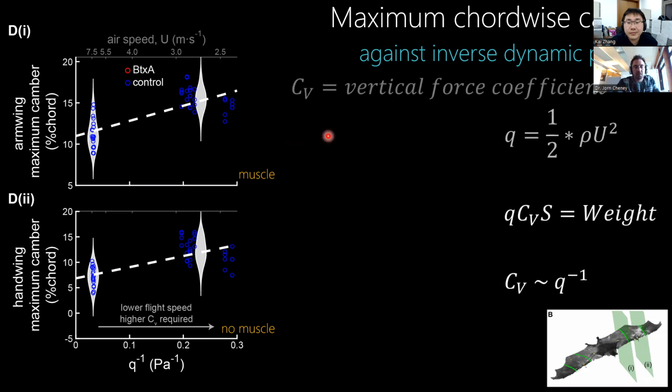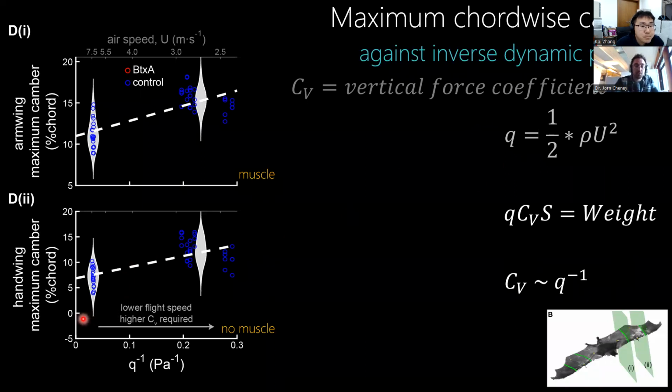In effect, if we create a term, vertical force coefficient, and we talk about dynamic pressure, which is 1/2 rho v squared, we can say that weight support should be Q CV S. So surface area, vertical force coefficient, and dynamic pressure. And I'll tell you that wing area doesn't actually change very much, only about 2% across these flight speeds. So in that case, the vertical force coefficient is approximately proportional to inverse dynamic pressure. And that's why we decided to plot against inverse dynamic pressure, because we thought camber would probably scale approximately to this sort of force coefficients.